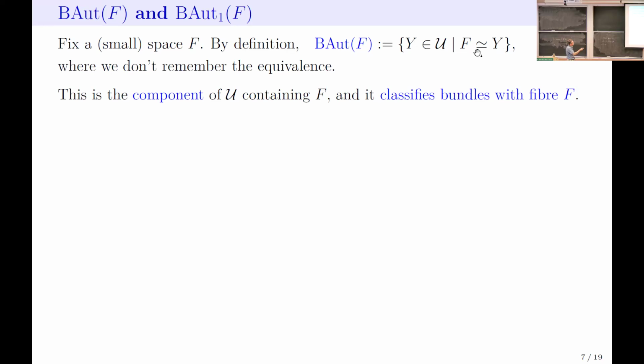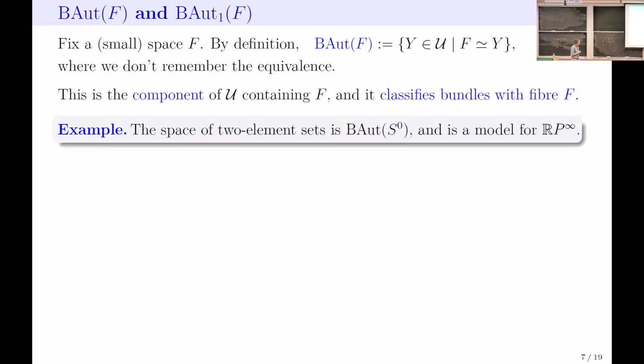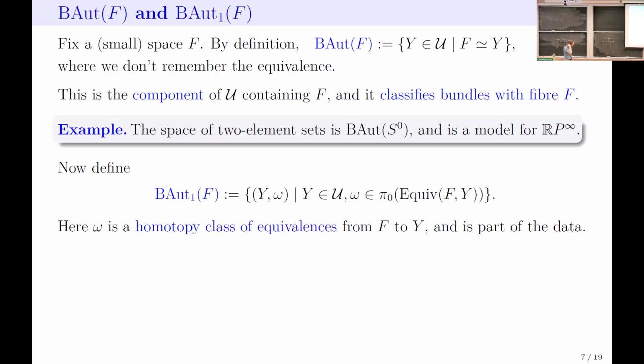Remember, an equivalence between two points is the same as a path between them. So this is the path component of F in the universe. And in this notation, that equivalence is not part of the data. The data is just the collection of such Y's. It's sort of natural that this classifies bundles with fiber Y. If you're mapping into the universe but land in this component, that means you're choosing things that are equivalent to F. Okay. For example, if I did this for S0, what I get is a model for RP infinity. It's not so surprising. Okay, but now I wanted to do something slightly different.